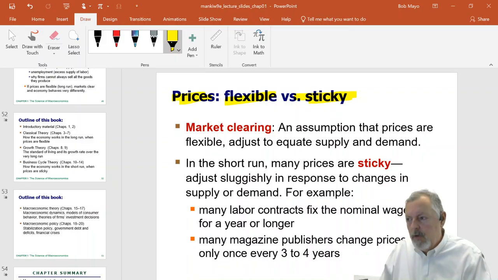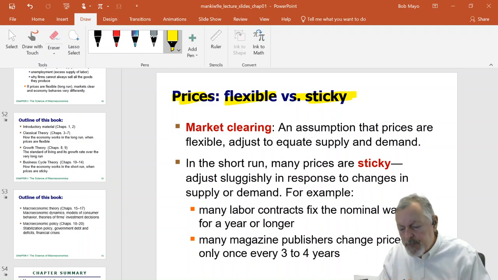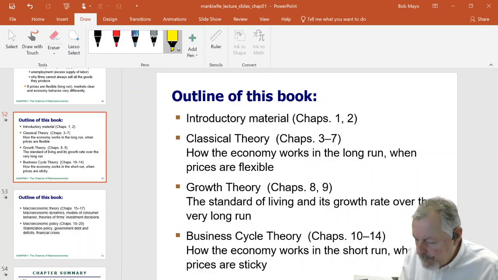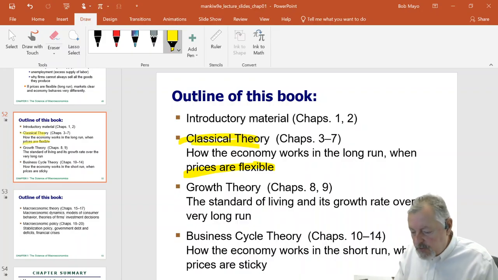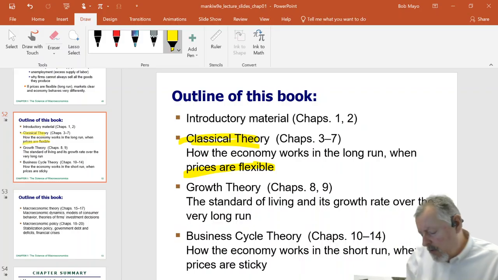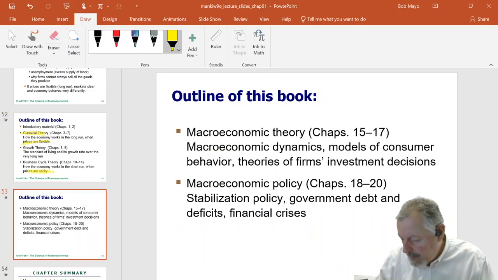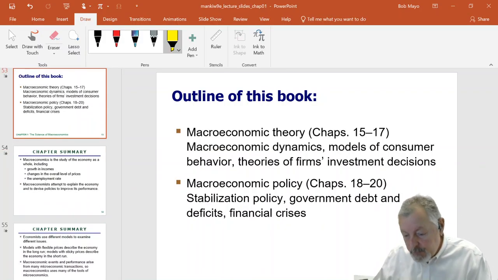We will get into all of the details of how those two different assumptions make the models predict very different things. This is roughly what we're going to study. Classical theory, where we assume prices are flexible. Growth theory, where we assume, and business cycle theory, where we assume that prices don't change so easily. And that is pretty much what you need to focus on for the first chapter.